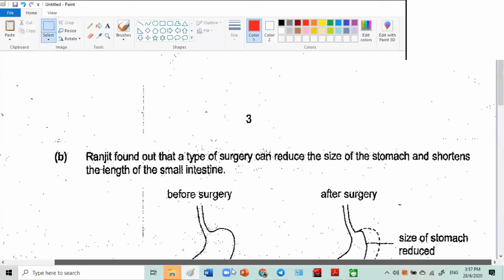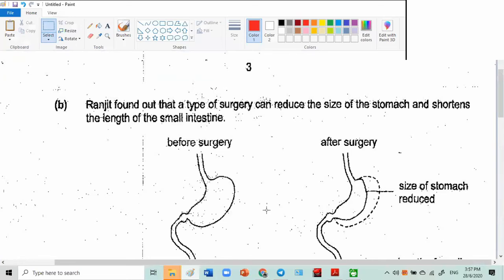Ranjit, friend, okay? Found a type of surgery, okay? Seriously, for those people who are too fat, like when they board a plane, they need to buy two or three seats, because the sitting part occupies two or three seats, and then they refuse to cut down. What should the doctor do?